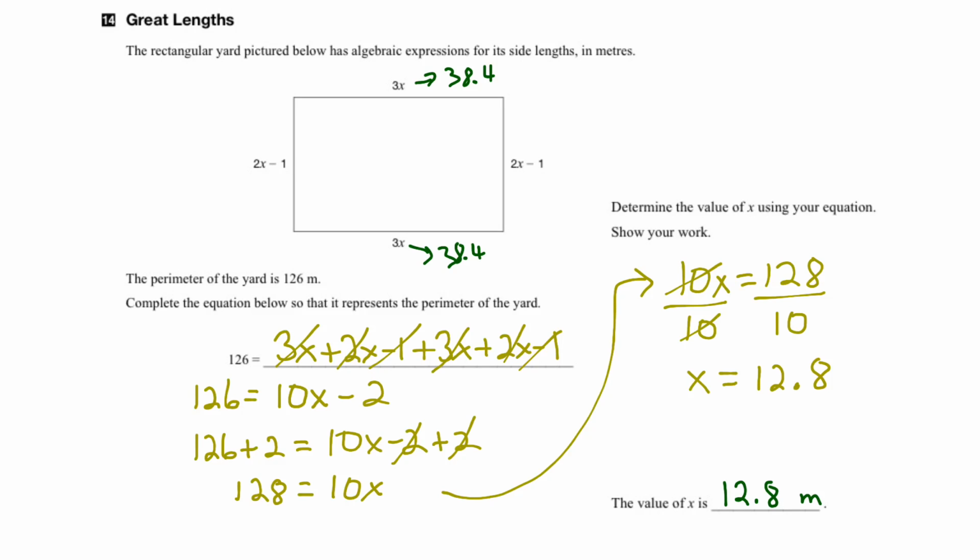And then again, if we put 12.8 in for the x here, that would be 2 times 12.8 minus 1, which gives us 24.6, and that would be the same on this side. And if we add all these numbers up, we do indeed get 126. So we know we've got the right answer.